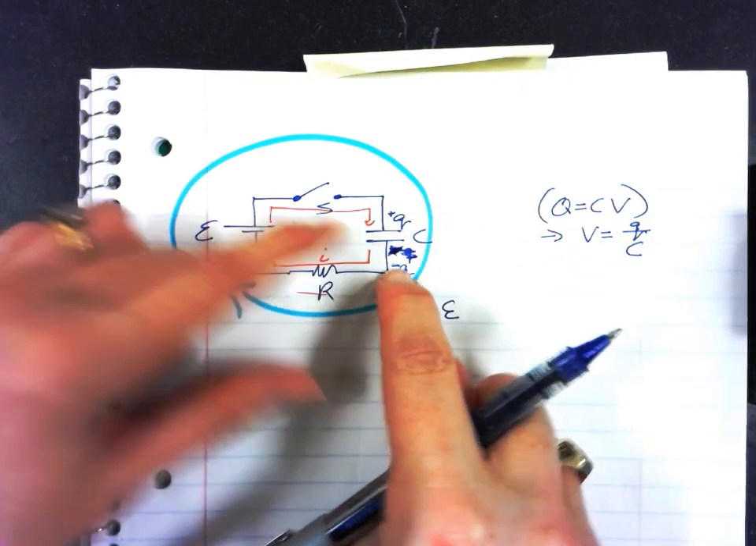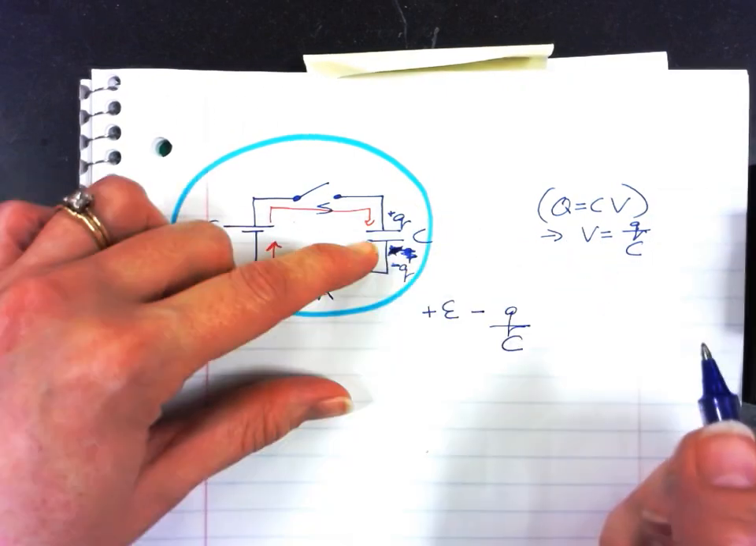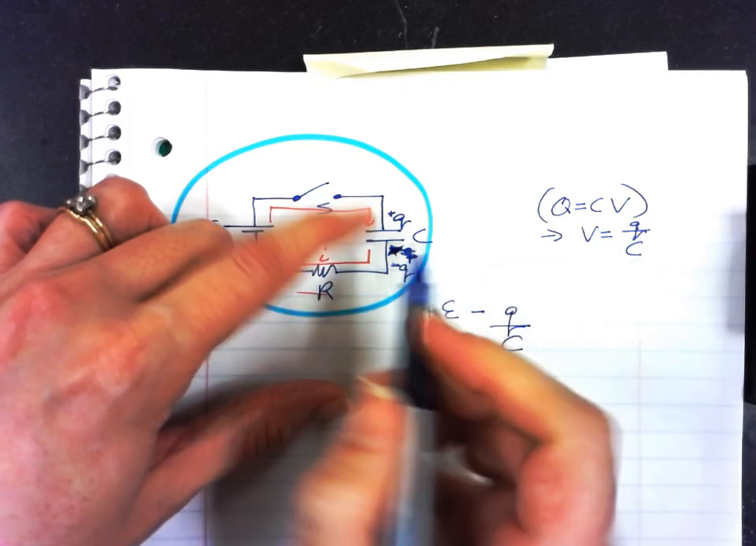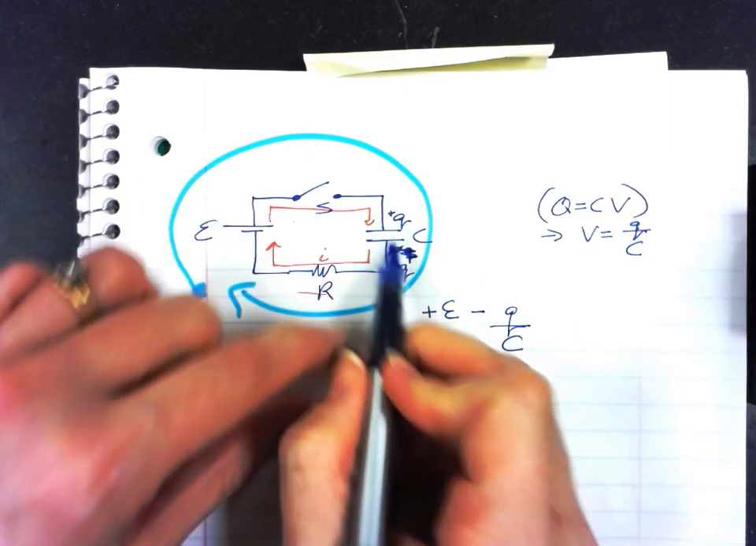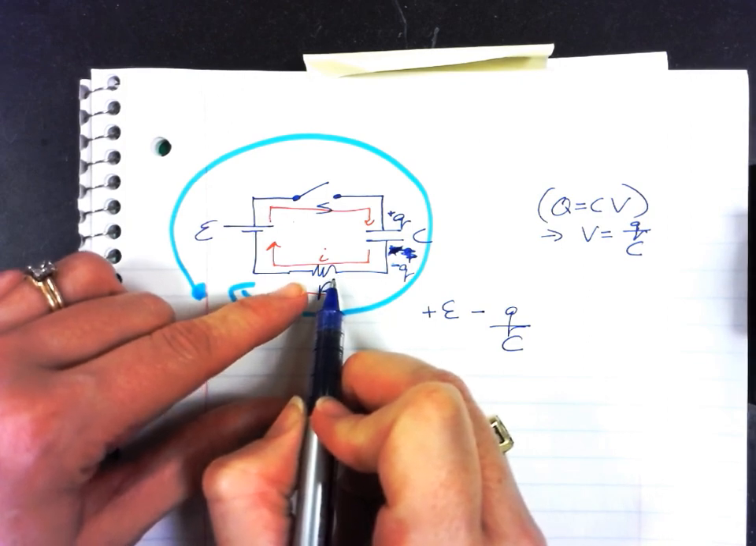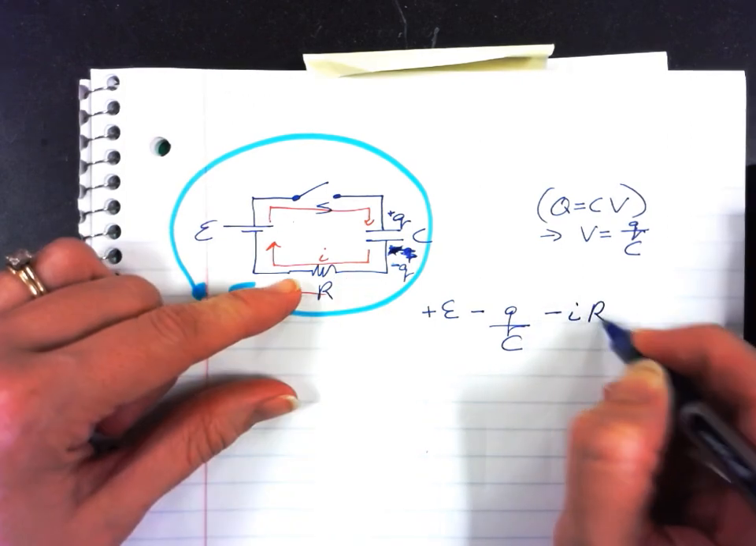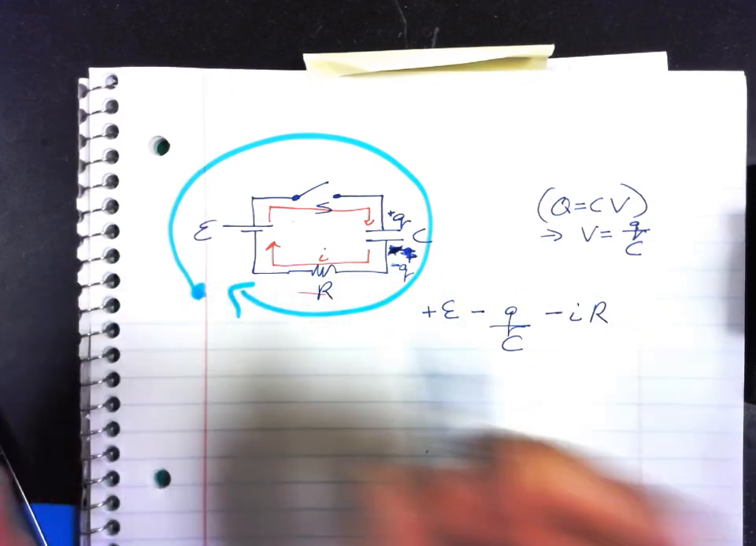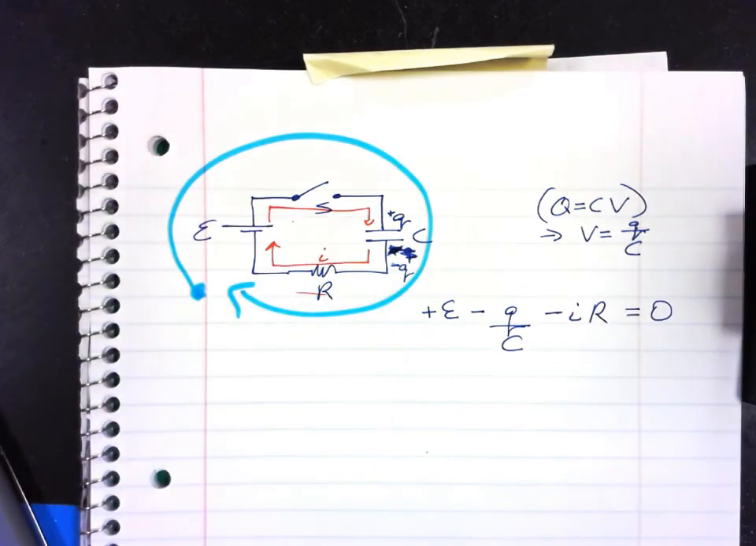And I have a potential drop across the capacitor because I'm going from high to low. I'm going from positive to negative. Here I was going from negative to positive. So I'm going to lose the potential across this, so q over capital C. And then when I get to the resistor, I'm going with the current, so you already know that's minus i times R. And then I'm back where I started, so that's equal to 0.